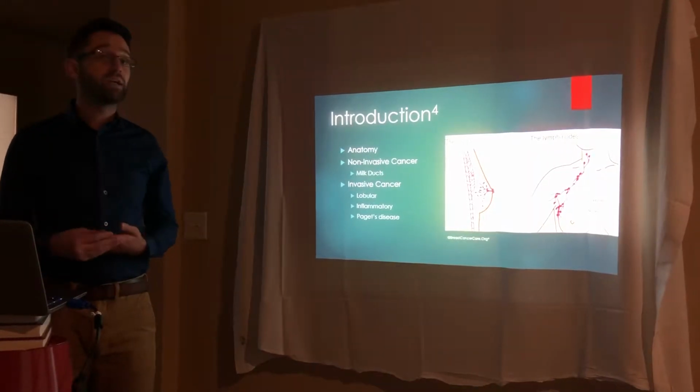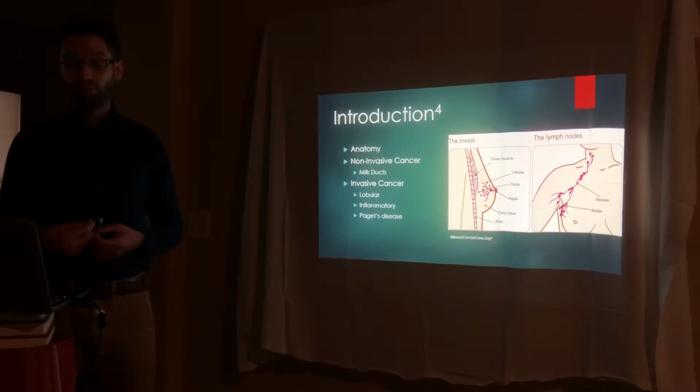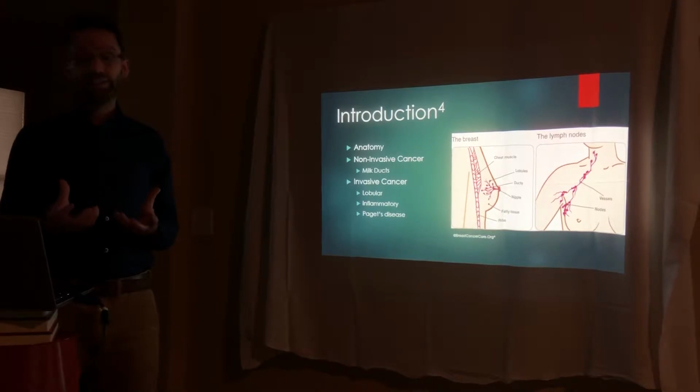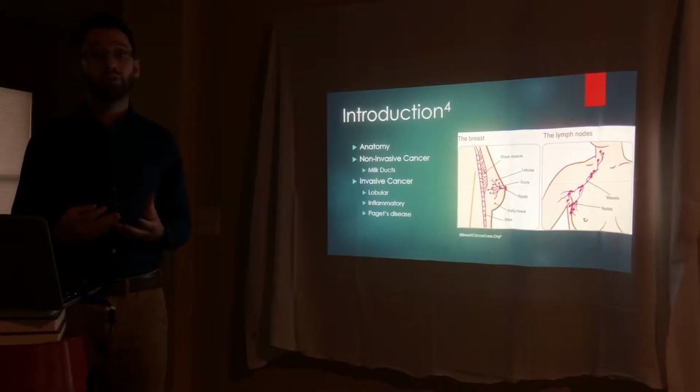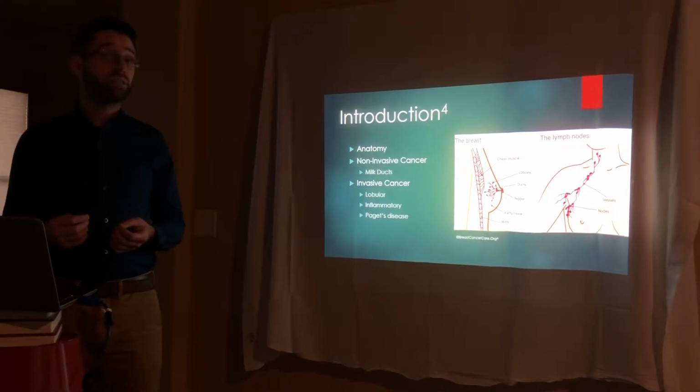So I want to start by talking about the anatomy of the breasts. Breasts are made up of lobules, or milk-producing glands, and ducts that carry the milk to the nipples, and they're surrounded by fatty tissue that gives breasts their size and shape. Within the breasts are lymph vessels, which are connected to the lymph nodes underneath the arms.